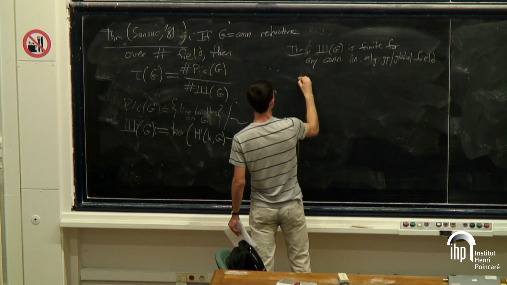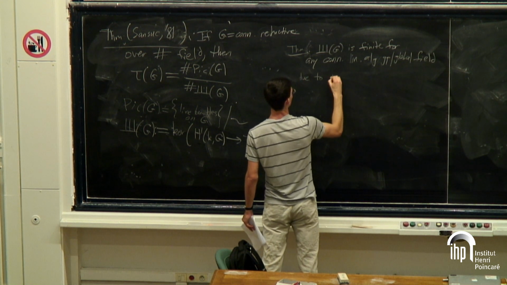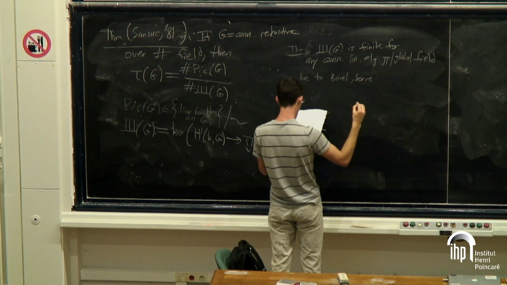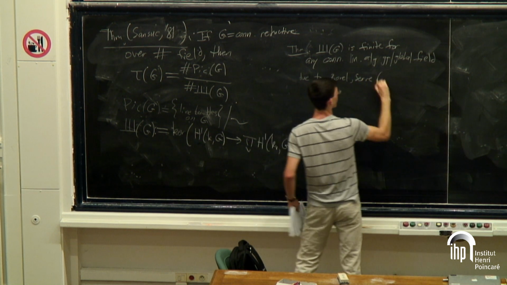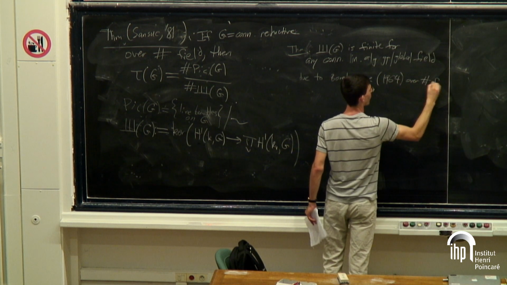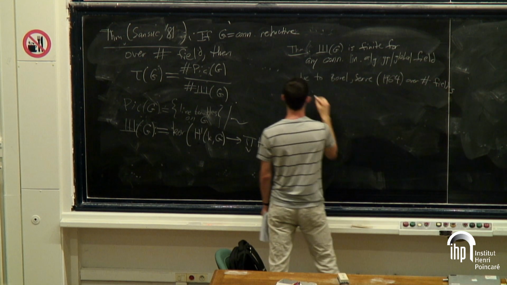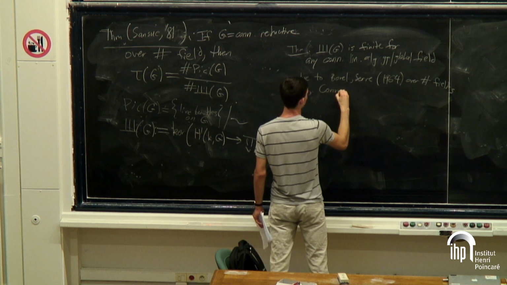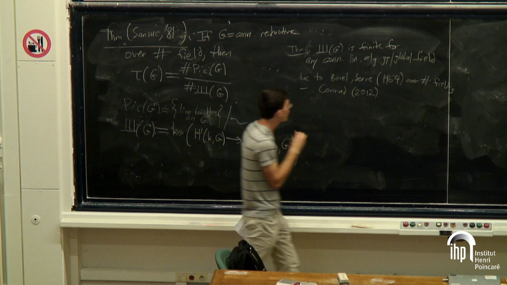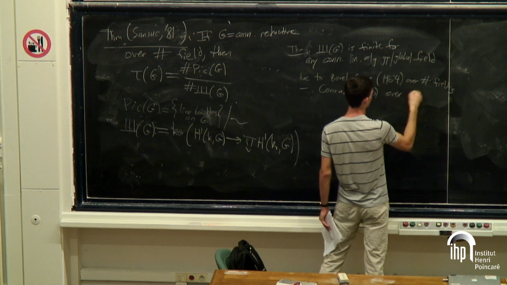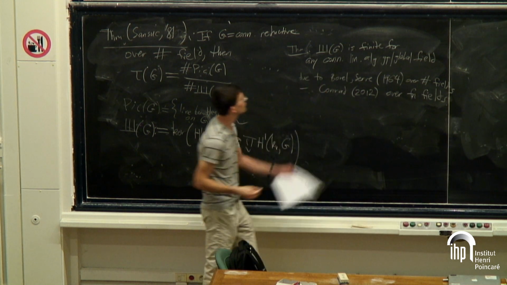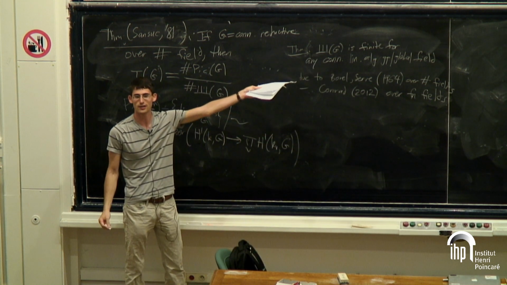So this is due to Borel and Serre, I think 1964, over number fields. And Conrad again, the same 2012 Compositio paper, over function fields. And of course, this is completely open if you say G is an abelian variety instead of a linear algebraic group.